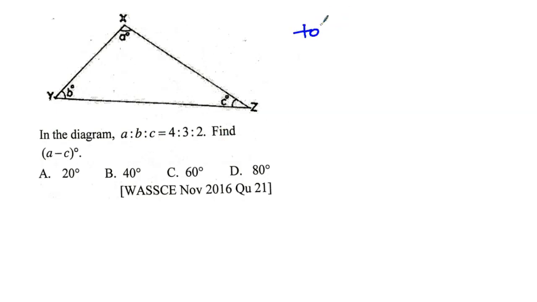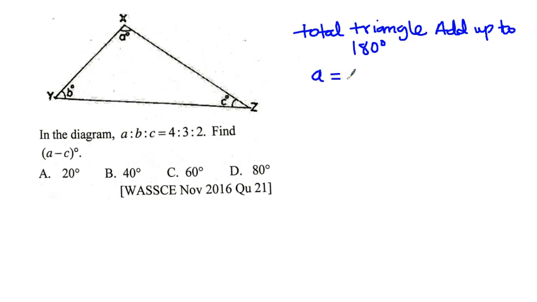We know that the total of the triangle adds up to 180 degrees, and these are the ratios. So the ratios can also be translated as a proportion. Okay? So here we can say that A has a proportion of 4, B has a proportion of 3, and C has a proportion of 2. So if I want to see, first of all, their total proportion or their share, when we add it up, the total share is going to be 9.